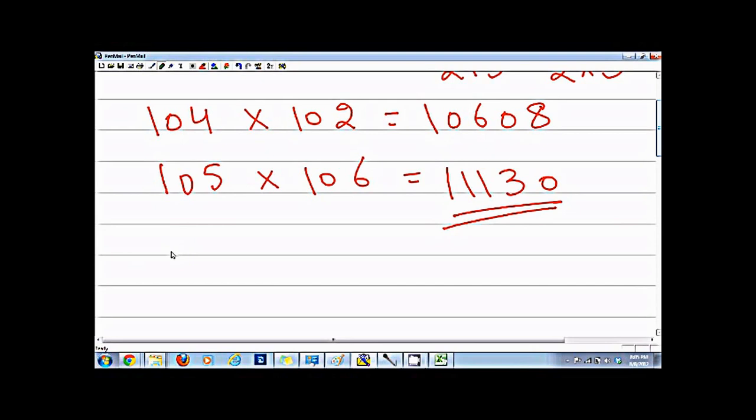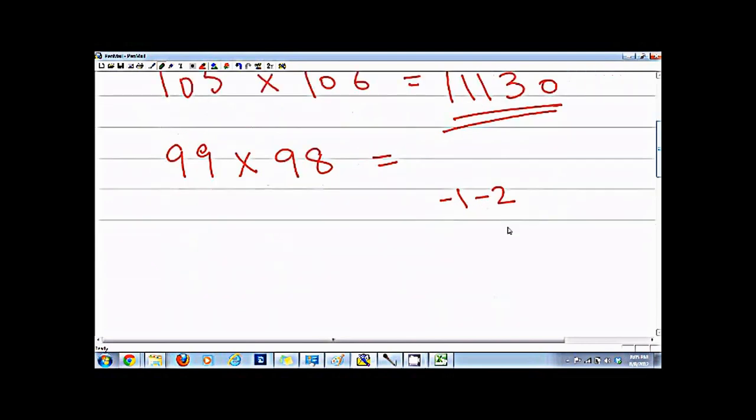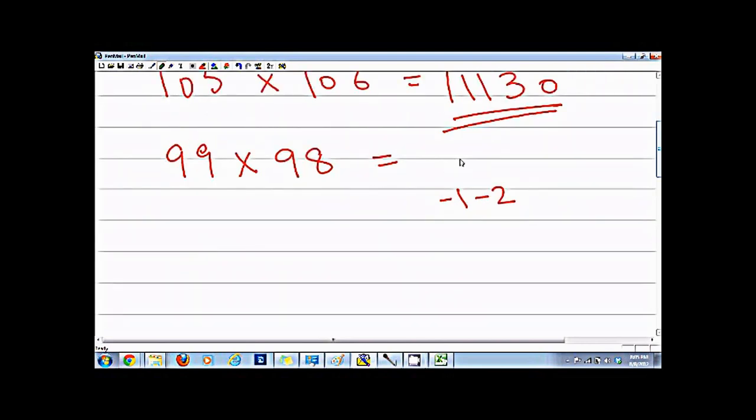If I have a number less than 100, for example 99, and I want to multiply by 98, in this case we have 1 less than 100 and here 2 less than 100. So what we have to do is first write minus 1, minus 2, and that is equal to minus 3. We subtract that from 100, so that will be 97, and then multiply these two numbers together: minus 1 into minus 2 is equal to 2. So the answer is 9702.